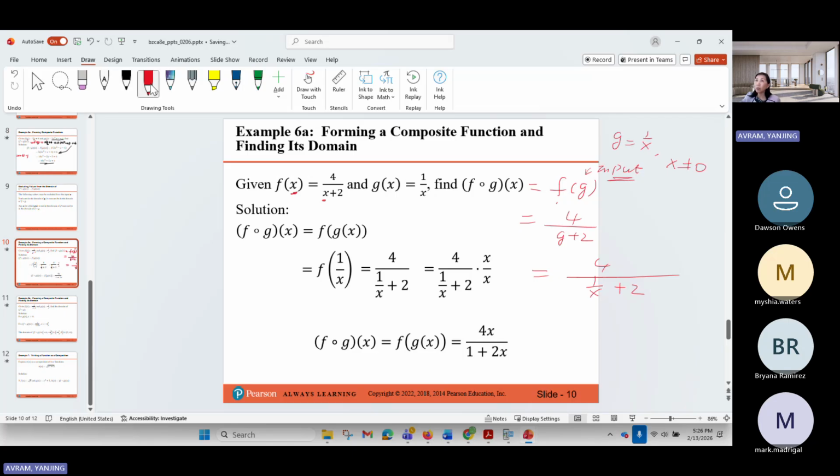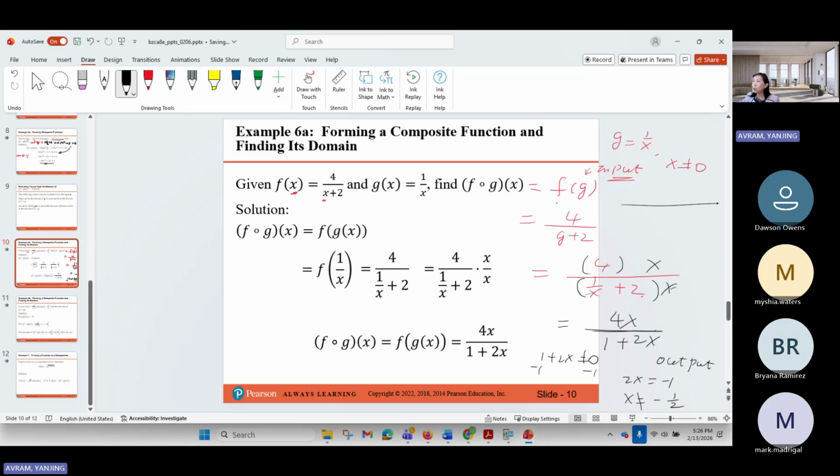How do you simplify this one? The quick and easy way is to multiply by the LCD, which is X. So 4 times X gives you 4X, and then this X and X cancel out. So you're going to have 1 plus 2 times X, which is 2X. This is considered your output. Since my output is also a rational function, 1 plus 2X cannot be equal to 0. You subtract 1 on both sides, so 2X is negative 1. Divide both sides by 2, so X cannot be equal to negative 1/2.